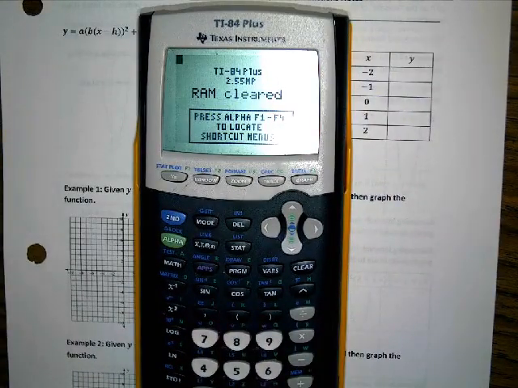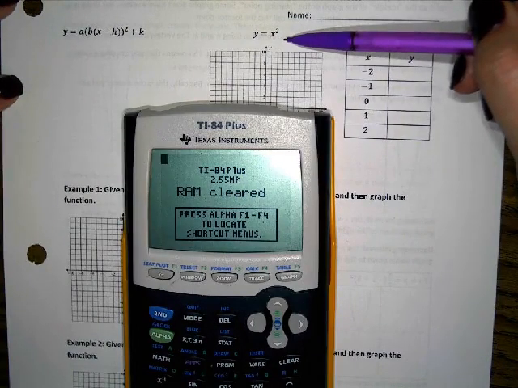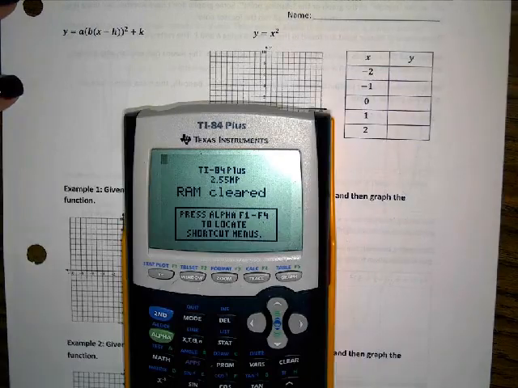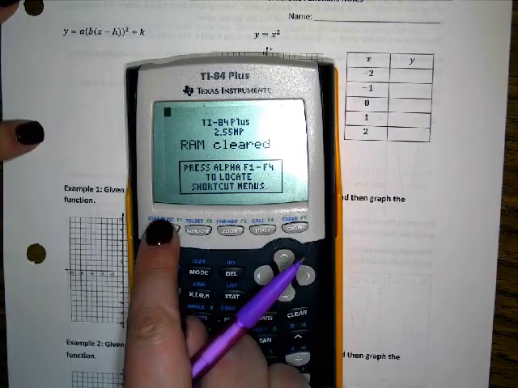And this is going to be pretty familiar. This is mostly a review from Math 3, but it's got one thing that is going to be new to us that we didn't learn in Math 3. So the first thing we're going to do is just graph the parent function for a parabola or a quadratic, y equals x squared. So to graph that on here, I'm going to hit the y equals button.